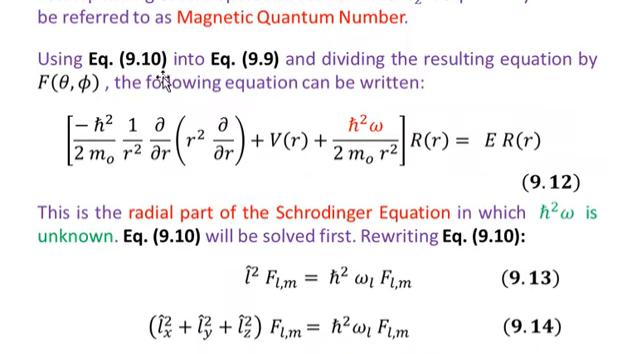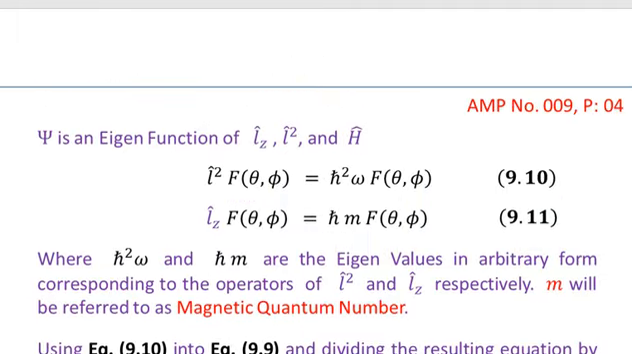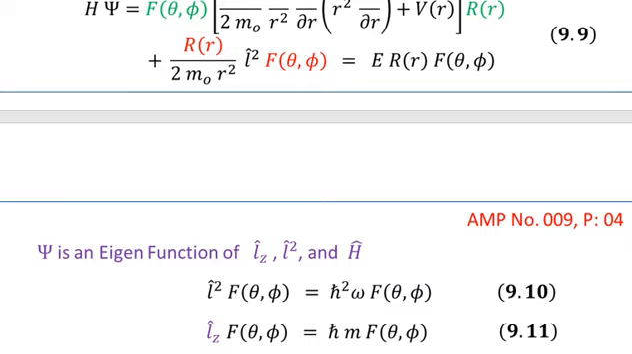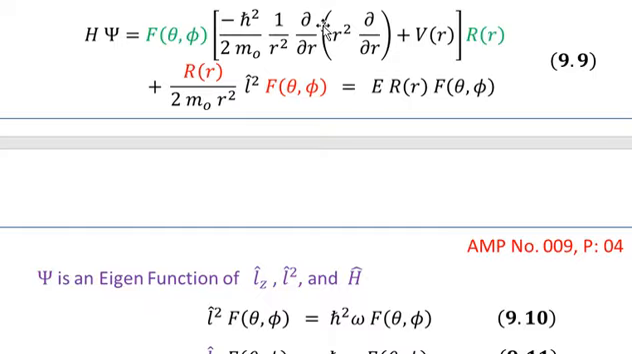So using equation number 10 in equation number 9 and dividing the resulting operator equation by f of theta and phi, the following equation can be written. So you see that I now have this equation. What I have done in equation number 9 is that I have substituted the value from equation number 10 at this position, and then I have divided both sides of this equation by the azimuthal part of the wave function, that is by f.